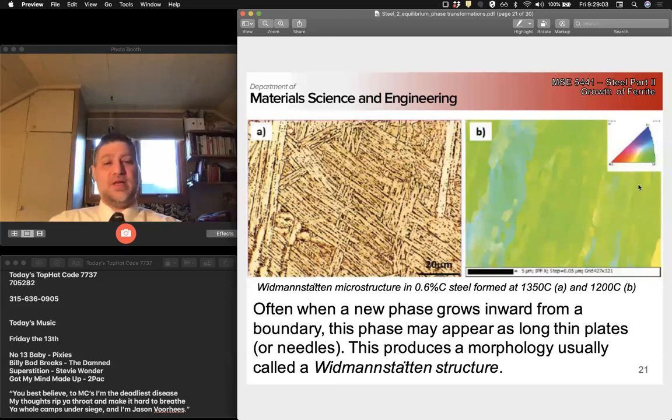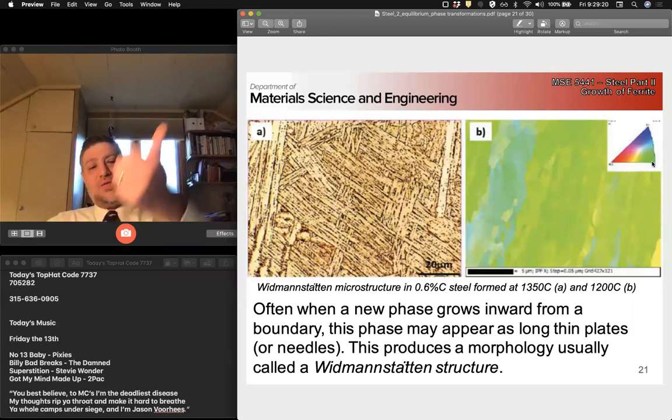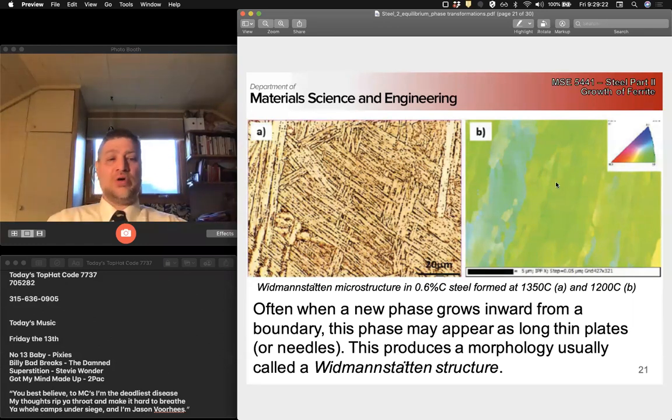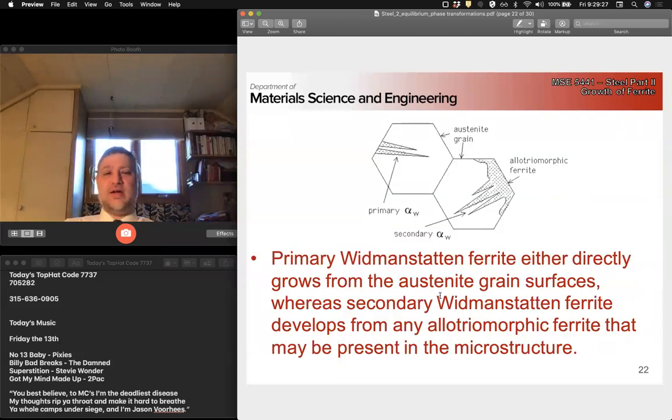This is an EBSD color map that tells you what the crystal orientation is. And what this says is all of this green means that these plates, these Widmanstätten structures, are all growing along the 110 crystallographic direction, right? But that's not super important for here.